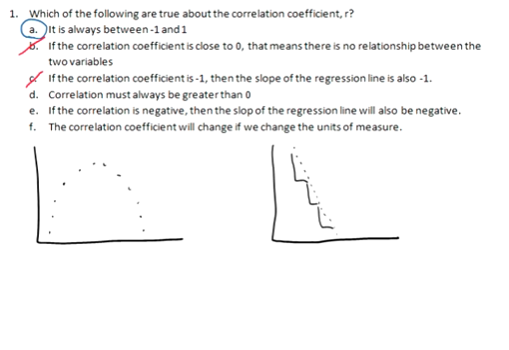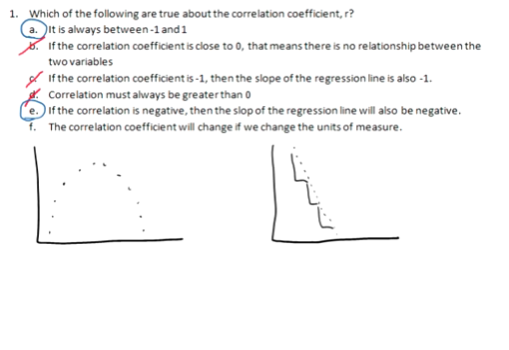Correlation must always be greater than 0. That's not true. We know that correlation can be anything between -1 and 1. If the correlation is negative, then the slope of the regression line will also be negative. That is a true statement. So if our slope's negative, correlation will be negative and vice versa.